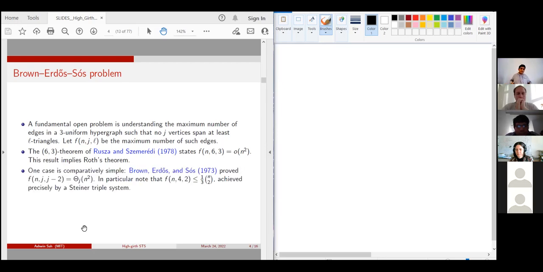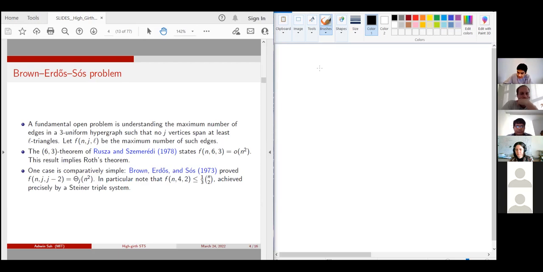On the other hand, there are some, one could say, relatively simpler cases, although the arguments aren't trivial by any means. Brown, Erdős, and Sós, when they introduced this problem, actually showed that f(n,j,j-2) is of order exactly n squared, although the constants are not known in general. And actually, let's say, a simple case is f(n,4,2).